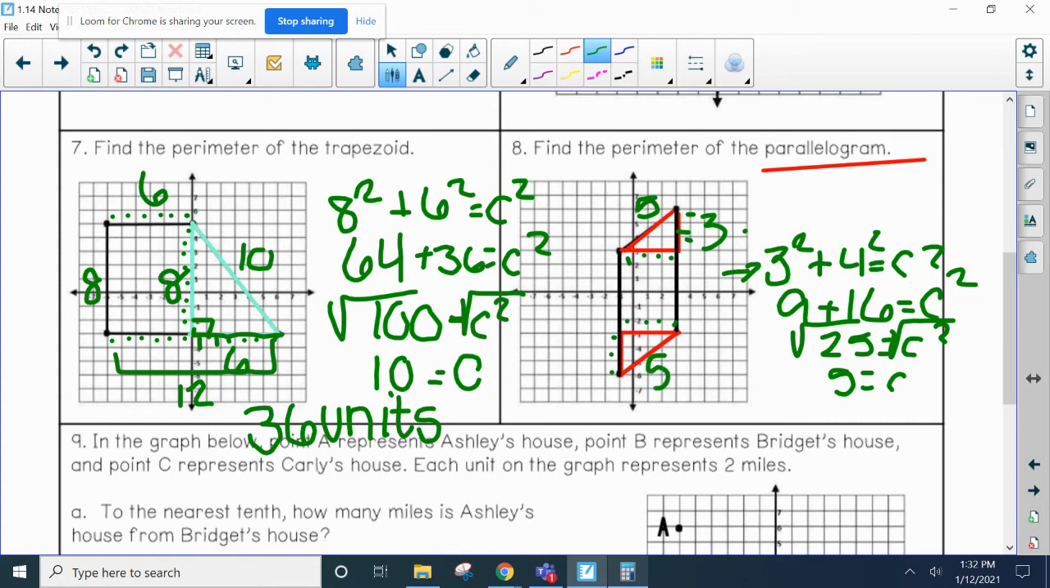Then you would have gone ahead and counted your sides. From here to here gives us 9, and again, it's a parallelogram, so they're the same. So this was 28 units.